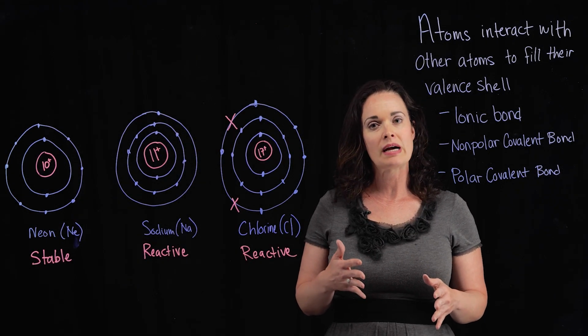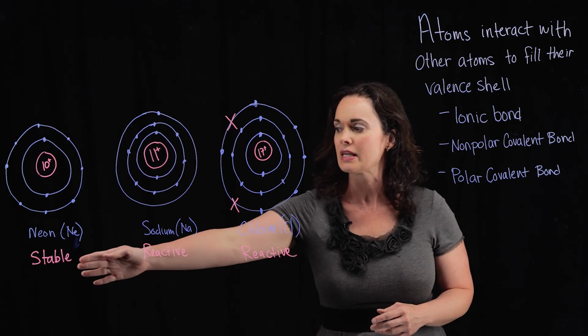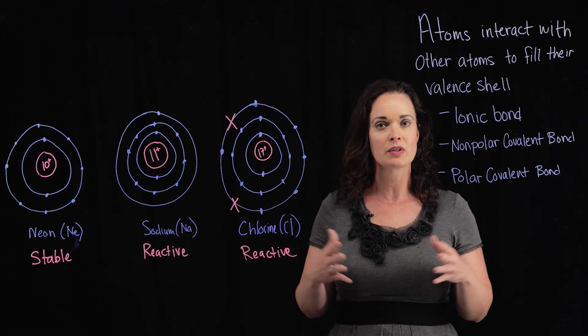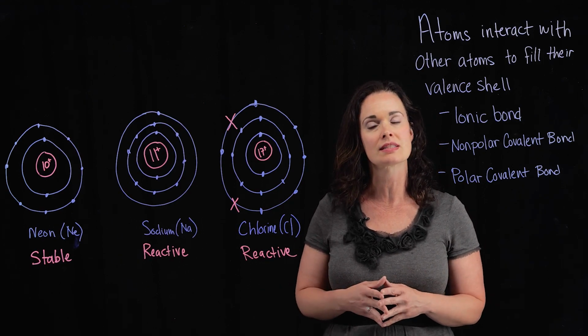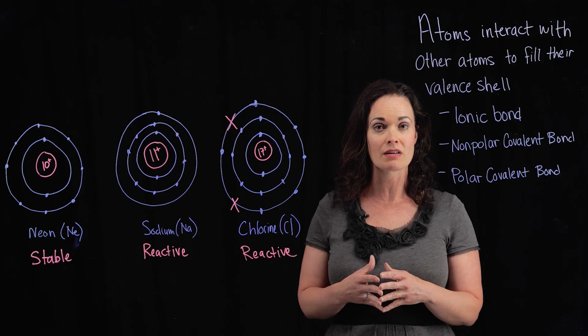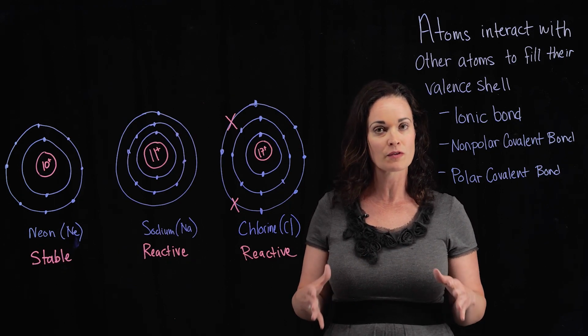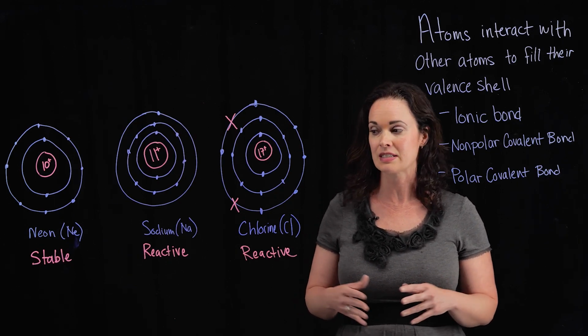So when you turned your video off and you worked on this activity, if you said that neon was stable, you were absolutely correct. If you look at neon, it has 10 protons, so 10 electrons, which means that the outermost shell is going to have 8 electrons. It's full. That makes neon very, very stable.